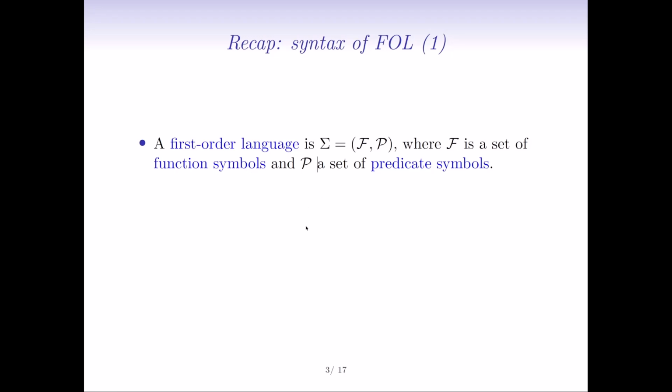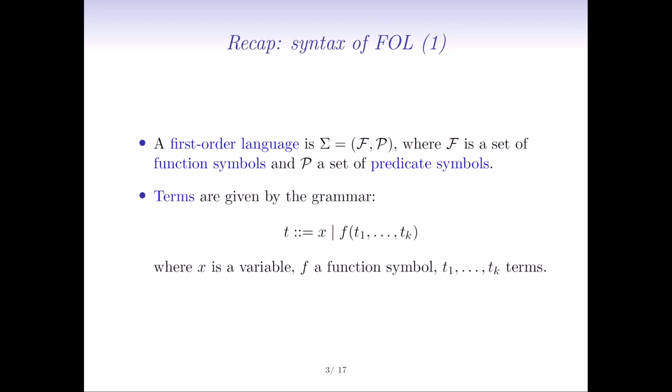Next, we introduced the concept of a term. Terms are the things that appear as arguments of functions or predicates, and they're given by this inductive grammar. So a term t is either a variable x by itself, or it is a function symbol f which has some arity k, applied to k terms t1 up to tk. So here we're assuming that we can construct the smallest terms, which are variables, and then showing how to construct larger ones inductively.